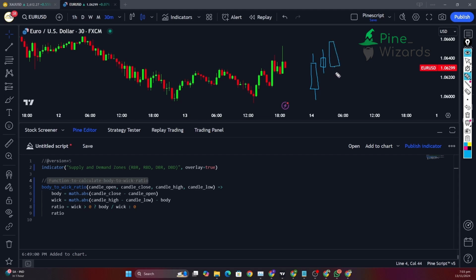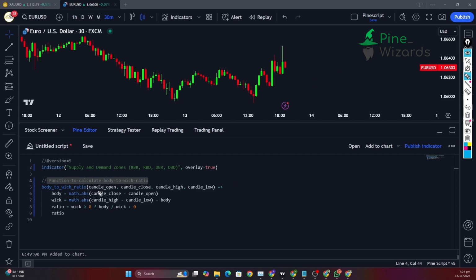So how do we differentiate between big bodied and small bodied candles, or the base and the rally and drop regions? That can be done using a body to wick ratio, which gives us the percentage of the body relative to the total range. When we get this ratio, we will use it to determine whether a candle is big bodied or a small bodied base candle, and then we'll define a threshold to measure that. So let's talk about this function that we have defined.